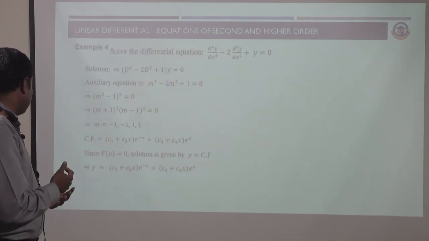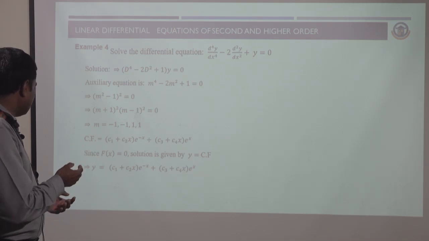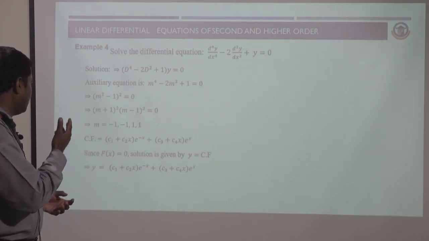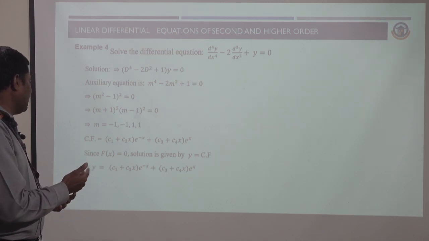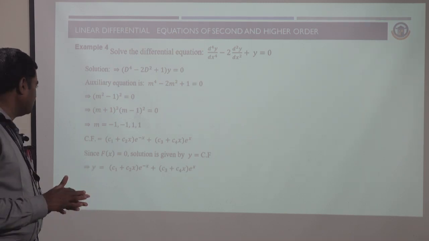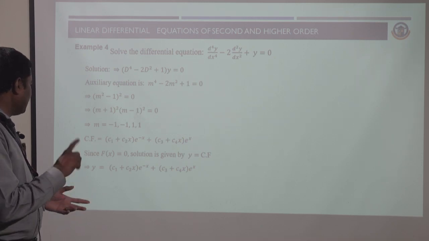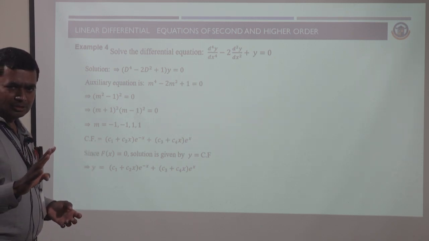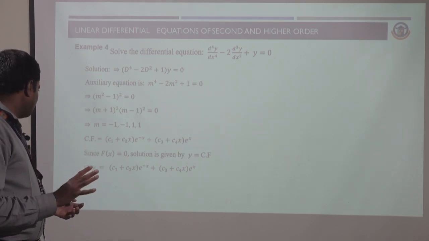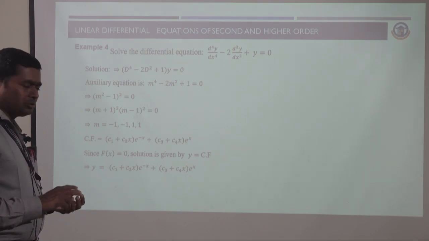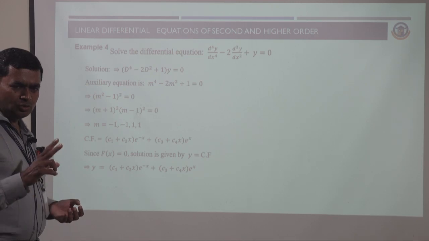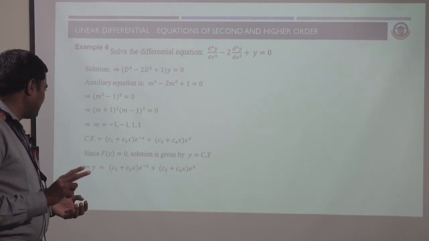Next, the fourth problem. This is a slightly different problem, that is d power 4 y divided by dx to the power 4 minus 2 d square y by dx square plus y is equal to 0. So in this problem D power 4, D has 4 values, so we have 4 roots. What are the 4? That is minus 1, minus 1 as one group of roots, and second 1, 1. That is two groups of real repeated roots.